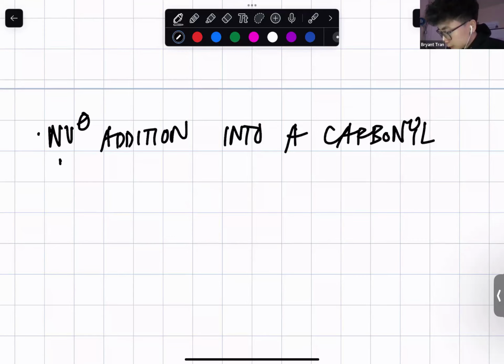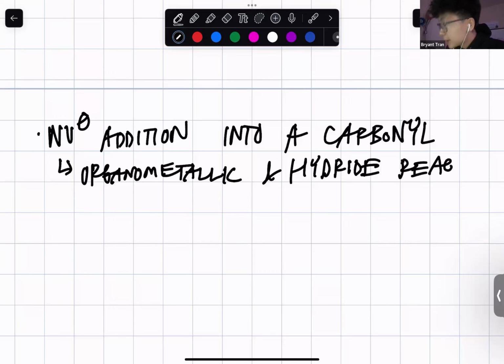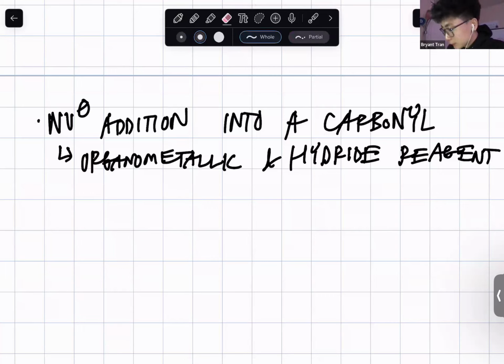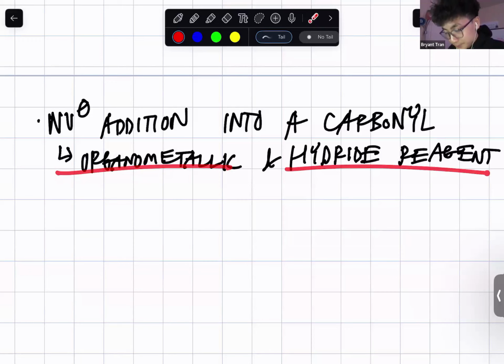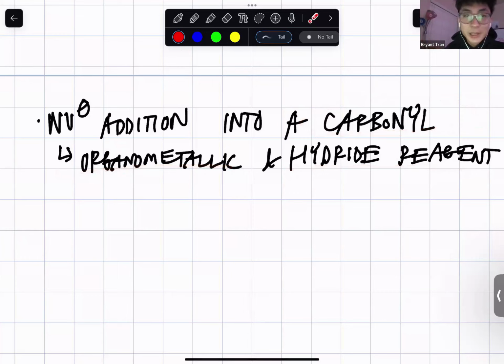Right, and there's two subcategories of that, which is going to be organometallic and hydride reagents. And then the other one is going to be various other nucleophiles. And that would lead into the other ones that you see: hemiacetal, acetal, amine reactions with carbonyls. Those are the various other nucleophiles. So instead of going over the various other nucleophiles, let's just talk about the organometallic and hydride reagents first.